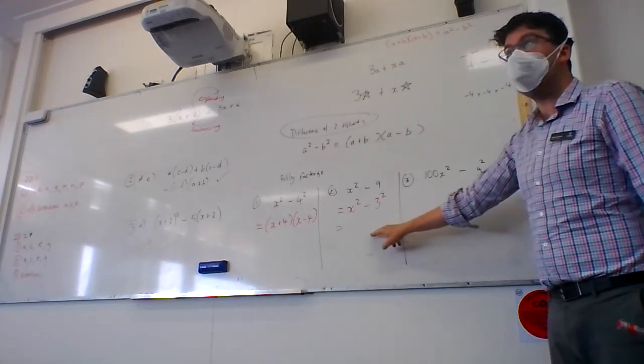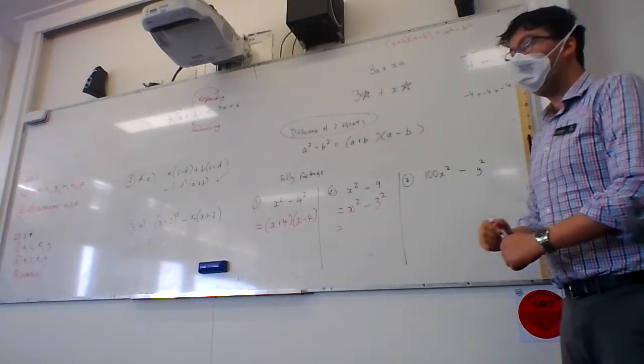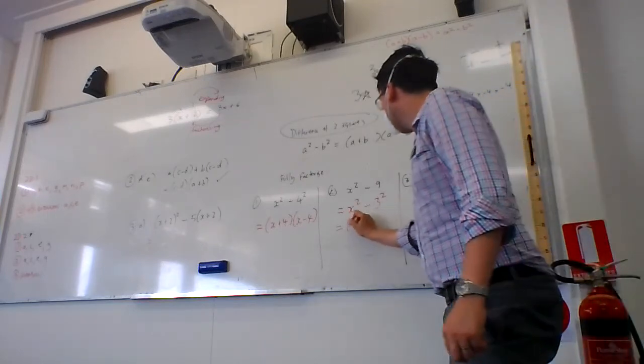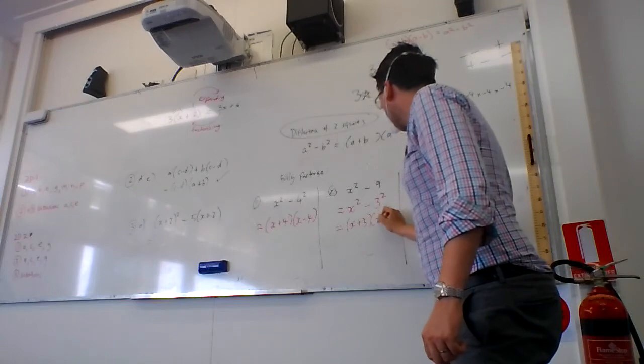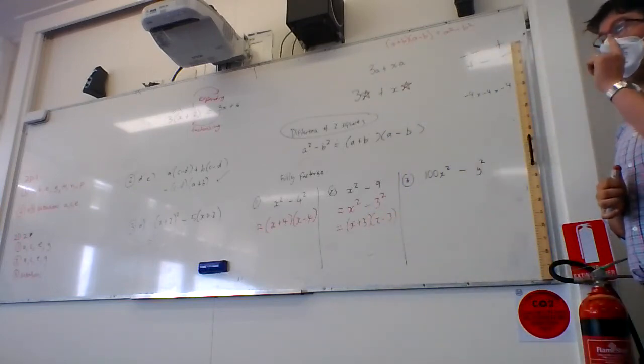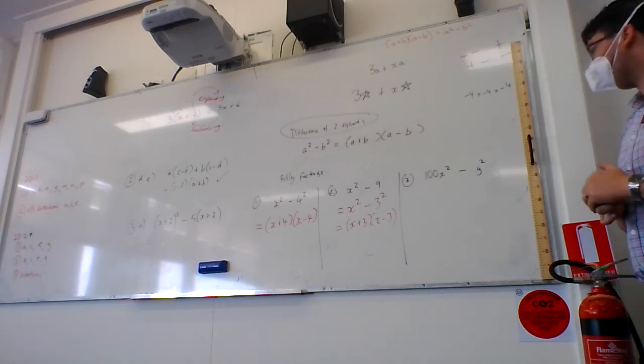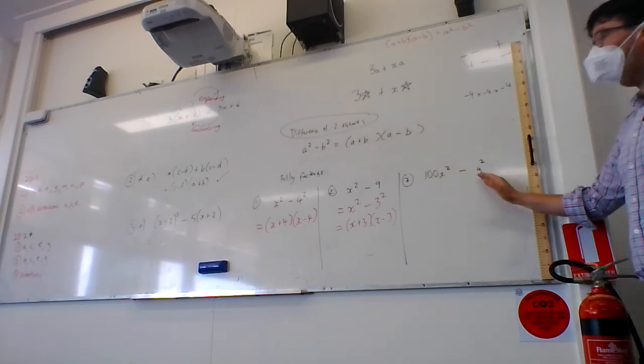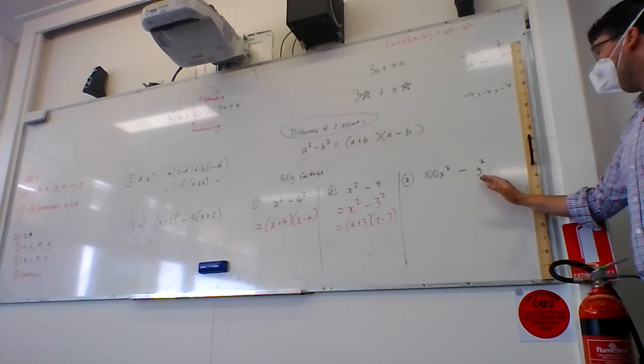How can we write this in difference of two squares form? X plus 3, x minus 3. Good. Well done. One last one. 100x squared minus y squared.